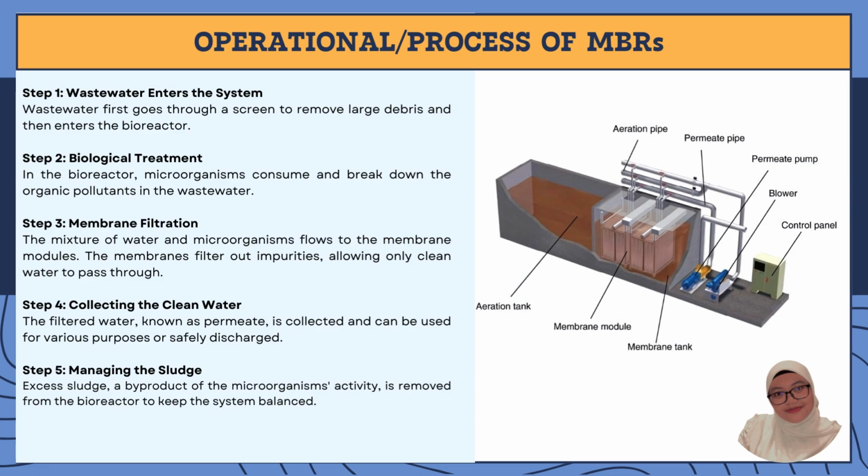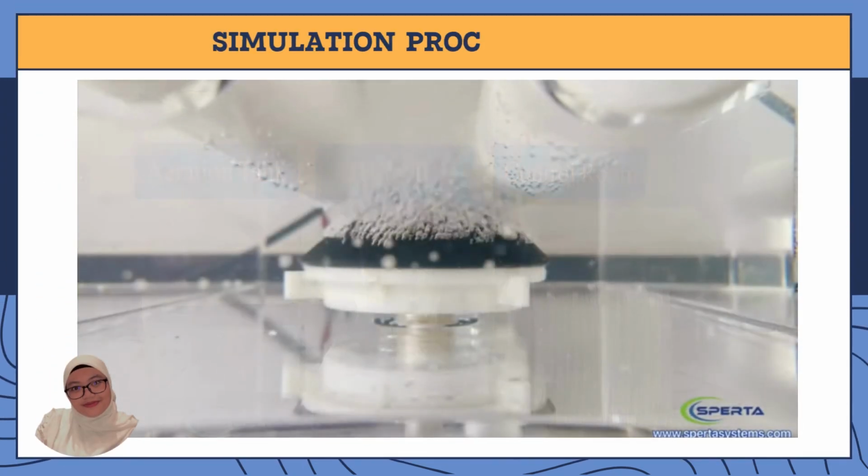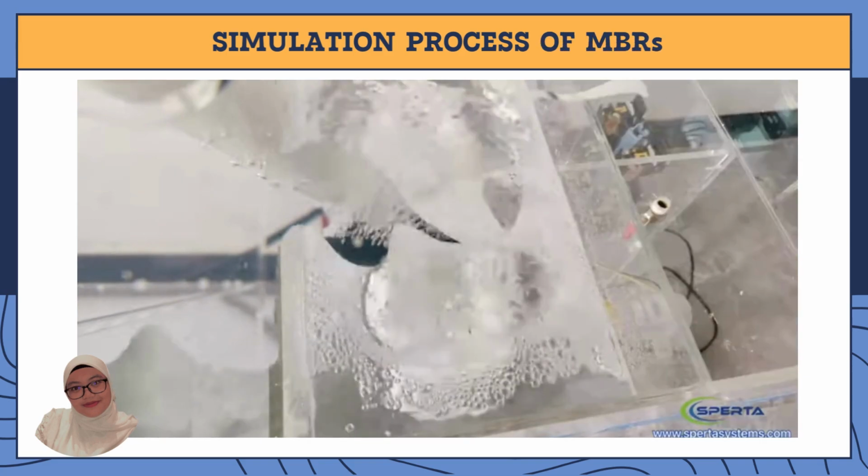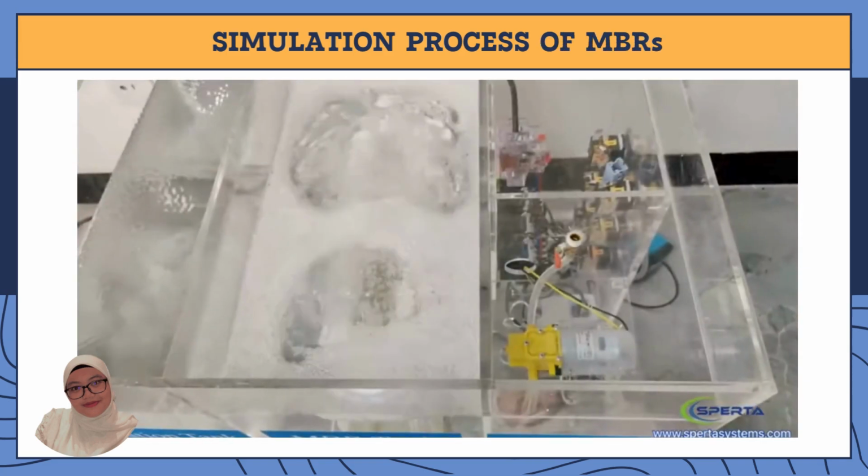The next step, collecting the clean water. The filtered water, known as permeate, is collected and can be used for various purposes or safely discharged. And the last step, managing the sludge. Sludge, a byproduct of the microorganisms' activity, is removed from the bioreactor to keep the system balanced. So the next slide shows the simulation process of membrane bioreactors.